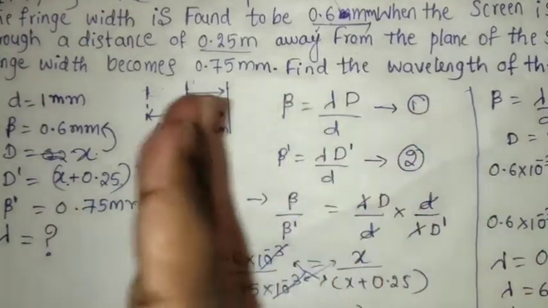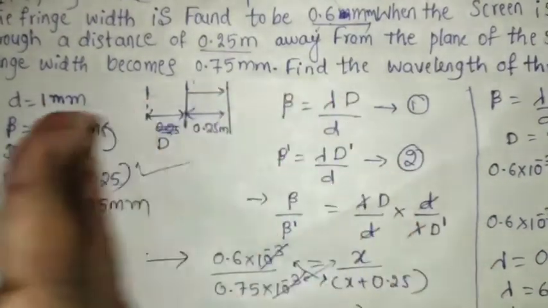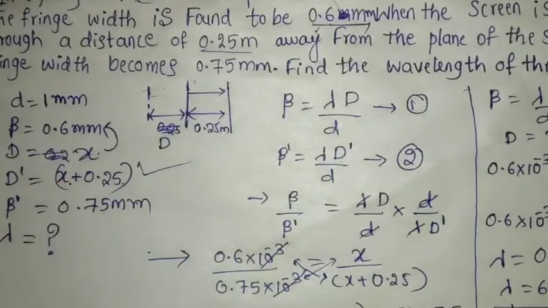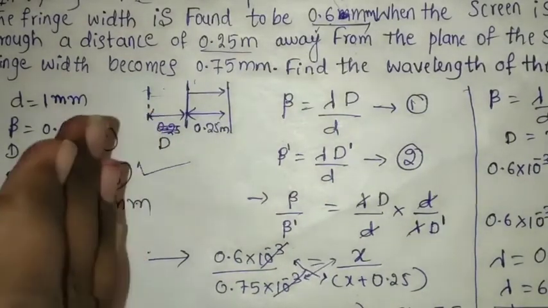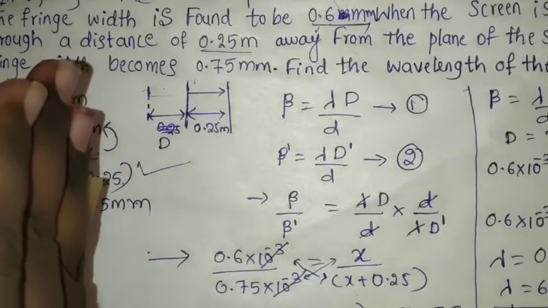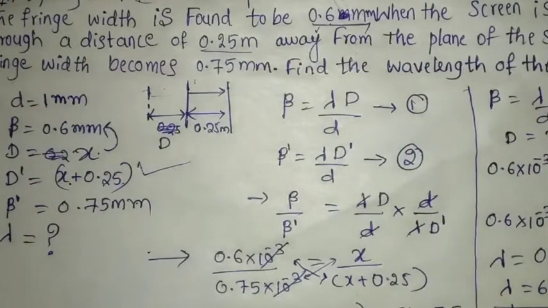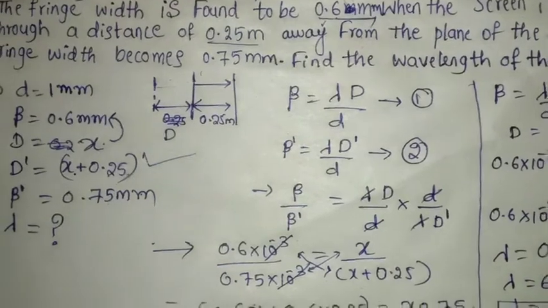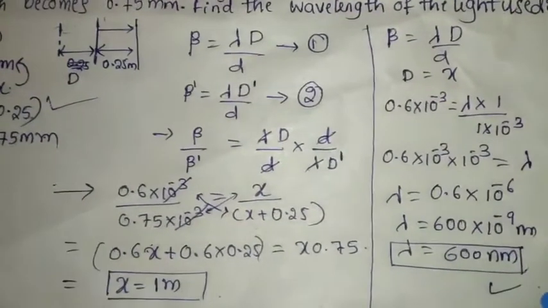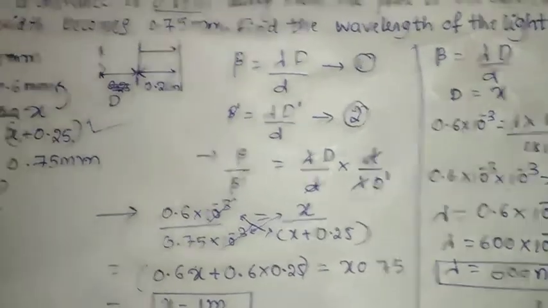If the screen is moved towards the slits, the distance is decreasing, so at that time you have to take x minus. In case they say the screen is moving away from the slits, the distance is increasing, so x plus 0.25. This is the solution. Make a note of this problem, students. It is very important.